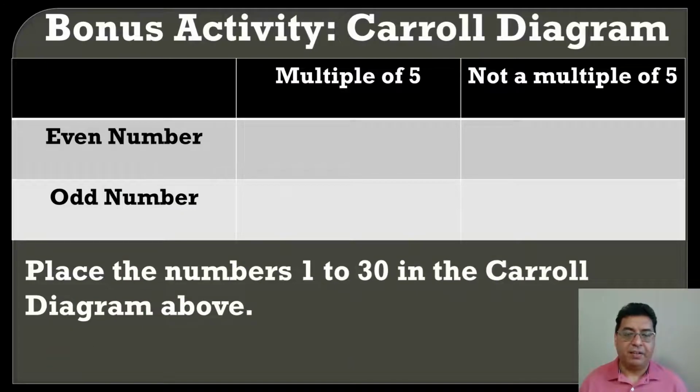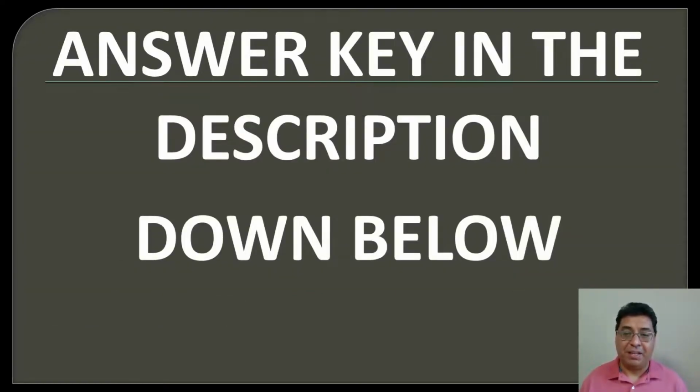So for the bonus activity, I changed it up a bit here. At the top here, I've got multiple of 5, not a multiple of 5. And then over here, I've got even number and odd number. And the directions simply say, place the numbers 1 to 30 in the Carroll diagram above. So that means all the numbers from 1 to 30, put them in the correct part of the Carroll diagram. The answer key will be in the description down below so you can see how you did on this bonus activity. So that's what a Carroll diagram is, that's what it looks like, and that's what it wants to accomplish.